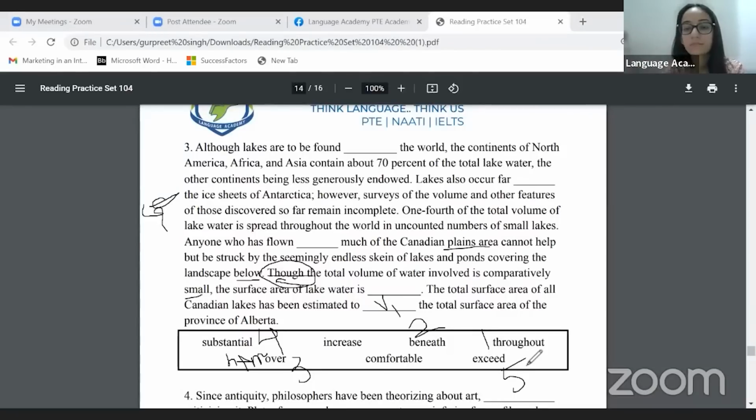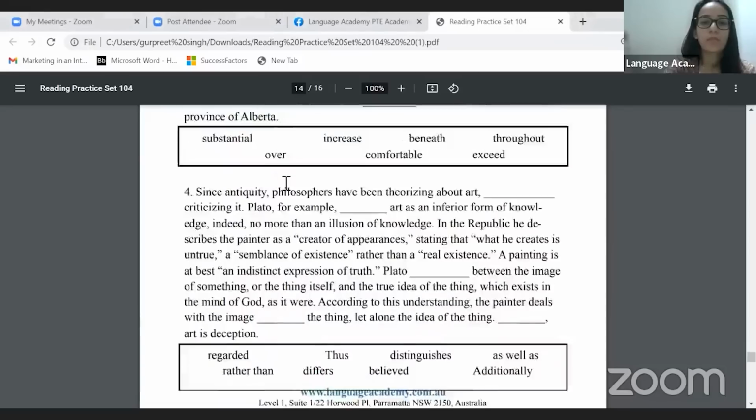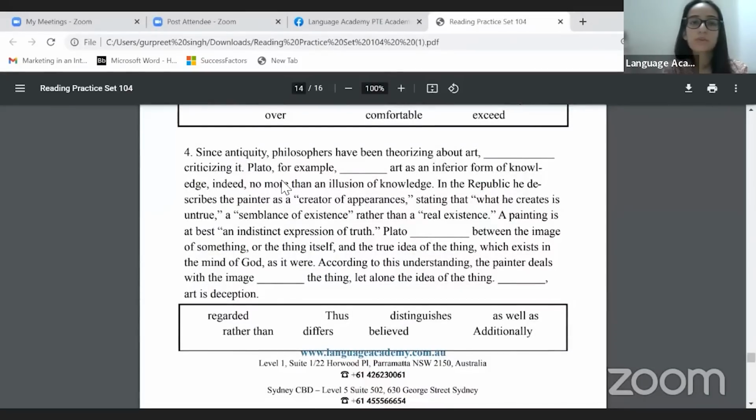It makes sense. So throughout the world, we have lakes, meaning everywhere. Beneath means below the sheets there is water. Third one, height plus movement is called over and we always fly over the plains. The fourth one, though means opposite. So the opposite of small is big. Big word is substantial here. And one area can exceed the other area. Exceed means it is more than the other one. Any confusions, anybody here? Okay. Fourth question, 2 minutes and post your answers, please.